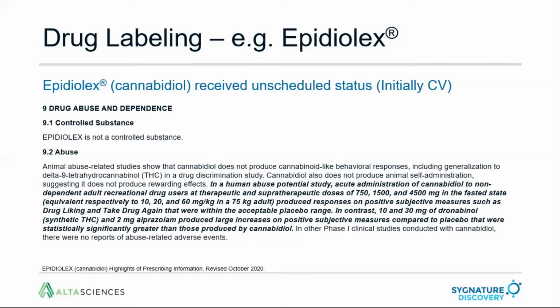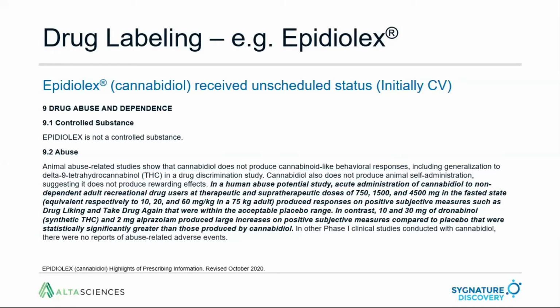Based on the collective data obtained for Epidiolex, which of course would have included all the preclinical and clinical data, this drug received an unscheduled status. Data to support that Epidiolex does not show signs of abuse potential is provided in section 9 of the label. Such labeling serves to differentiate a drug from other drugs with similar indications for seizures that are scheduled, for example, benzodiazepines, which are generally falling into the Schedule 4 class.